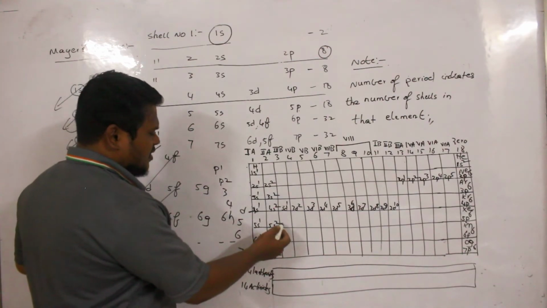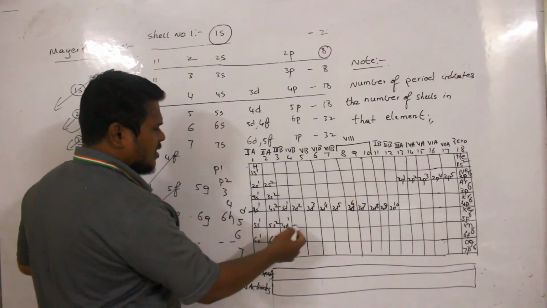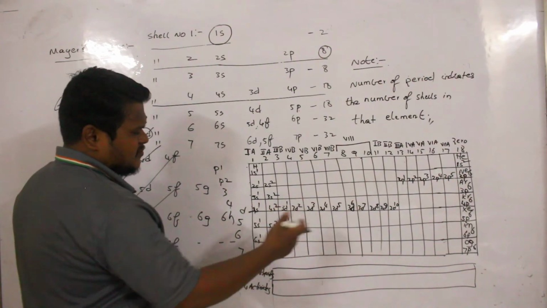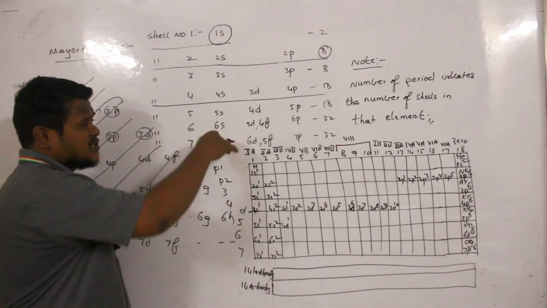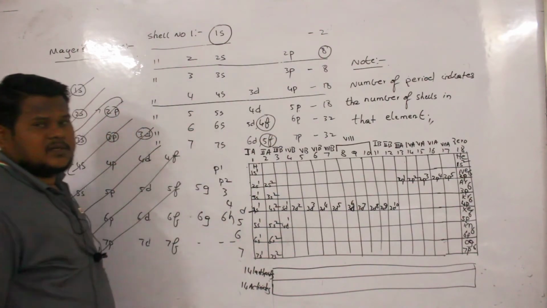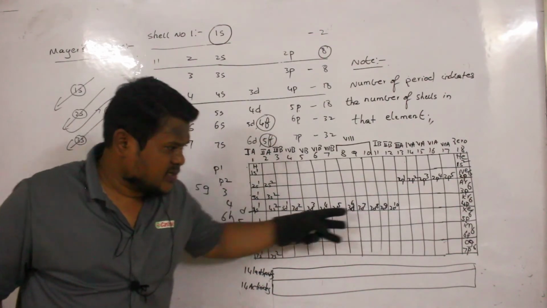Similarly here what I have to write? Here I have to write 4D1 up to 4D10. Clear, Nama? Then you start filling all of them. Then what about the F subshell? 4F is also there, no? 4F and 5F. So is there any gap in this periodic table, ma?